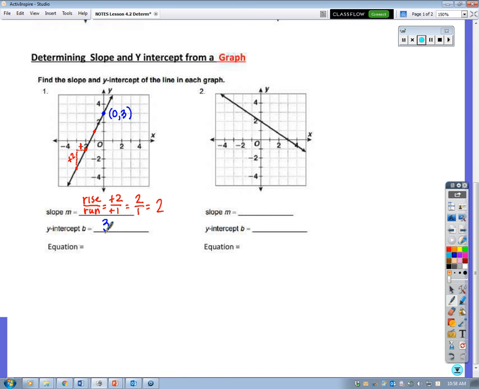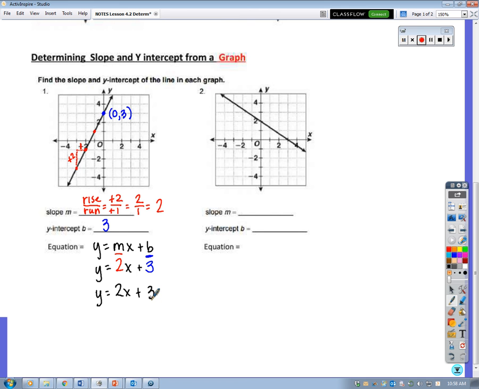So y-intercept is 3. Slope is 2. I can now construct an equation in my slope-intercept form. y equals mx plus b. My slope is 2, so I'm going to plug that in where m is. And my y-intercept is 3, and I'm going to plug that in where b is. And then I'm just going to fill in the rest of my equation around that. So y equals 2x plus 3. If the color bothers you, we'll write it out like this. y equals 2x plus 3.